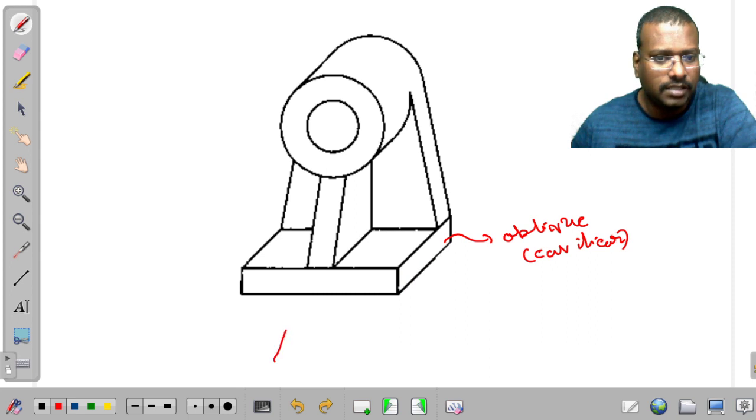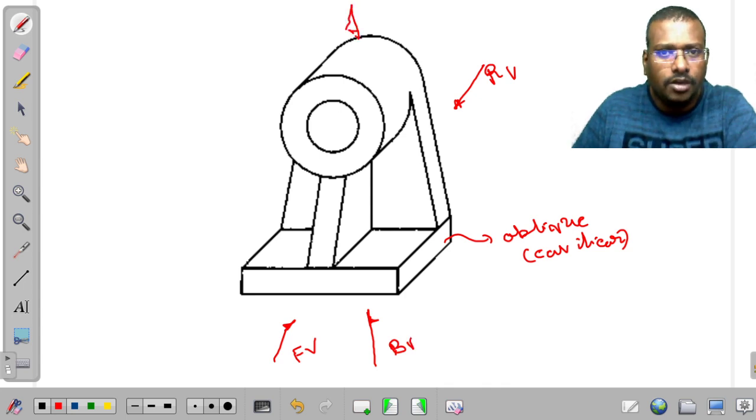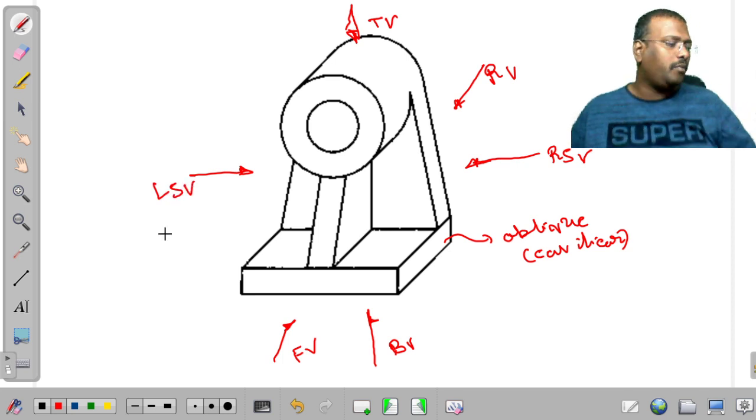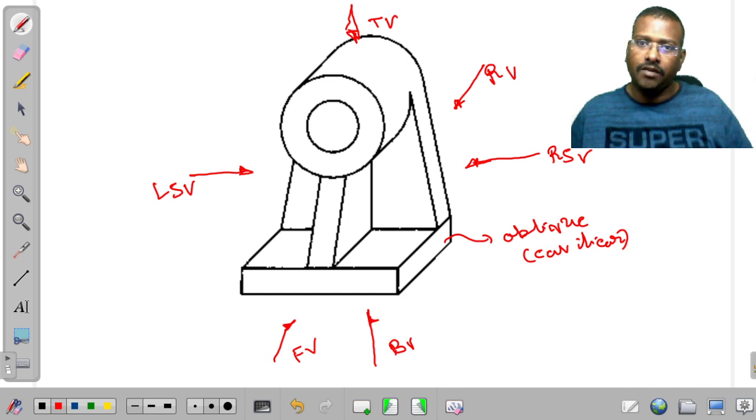For this, this is considered as the front view. If I view from here, this is a rear view. If I view in this direction, this is a bottom view. If I view from here, this is a top view. This is going to be the right side view and this is the left side view. For an object, all these six we can consider as the principal views.